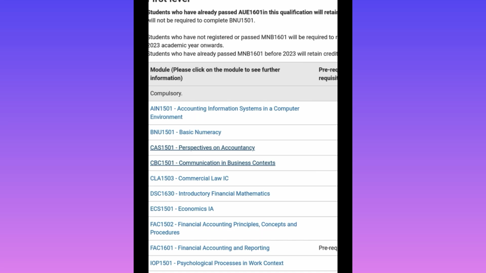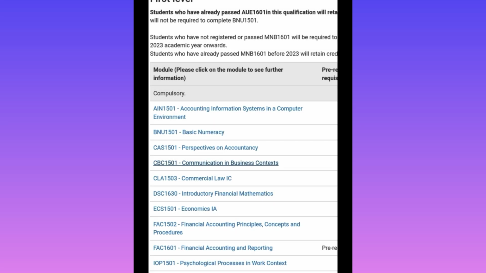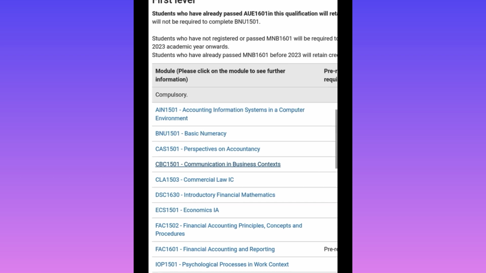Then the next one is communication in business context. This one has a lot of essays and email writings. Like, you are going to learn a lot of communication skills in a business environment. This module doesn't have exam. Also, it is a continuous assessment, but it covers a lot of content, so you have to start going through your study guides as early as possible. It is not that difficult, because they are going to ask you what you learned.